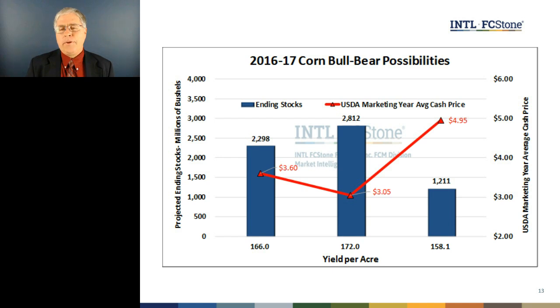158 yield, giving ending stocks of 1.2 billion bushels. That would suggest a marketing year average cash price of $4.95. Now, we probably would see the board run considerably above that, but the marketing year average cash price would be a bit lower because of the amount of corn that's already been priced at lower levels.